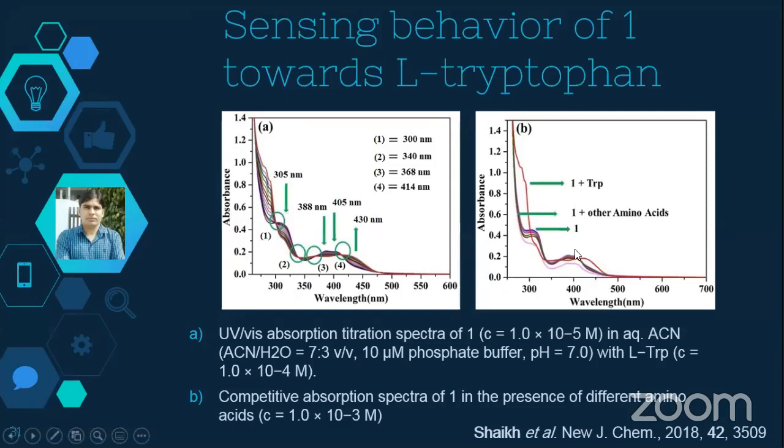Similarly, we did the same thing for selectivity with different metal ions. We also took different amino acids, because tryptophan is one of the amino acids. What we found is that this copper complex is highly selective to tryptophan in nature. As soon as you add tryptophan, a completely different UV-Vis spectrum was observed. So that shows that the complex is selective towards tryptophan.